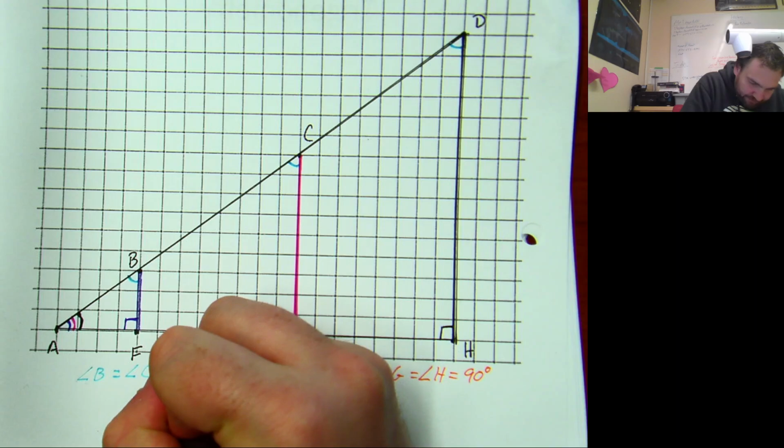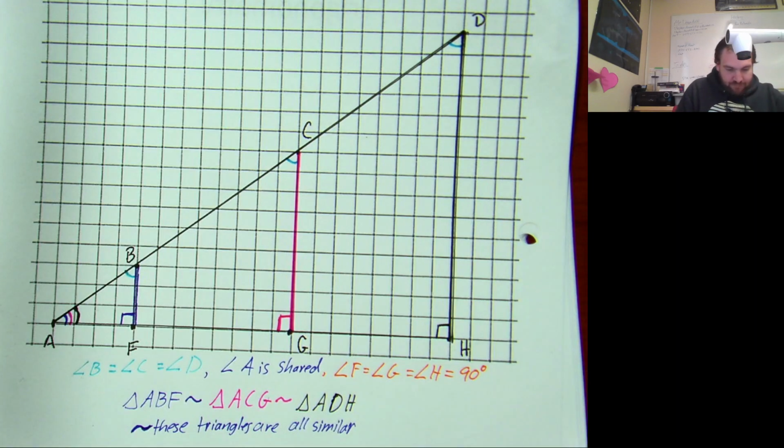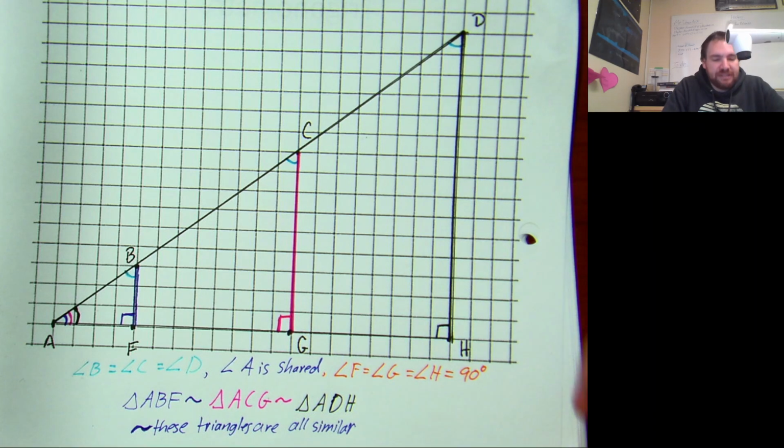Sure, let's put like here. No, like on the ADH. This one is similar to this one, which is similar to this one. That is how you read that sentence. And that symbol there means these triangles are all similar.